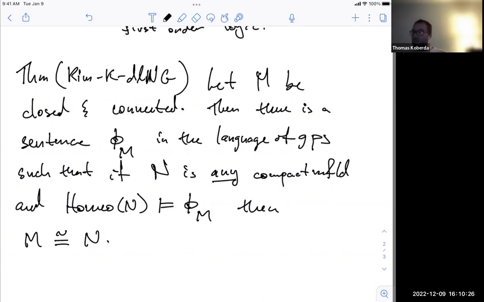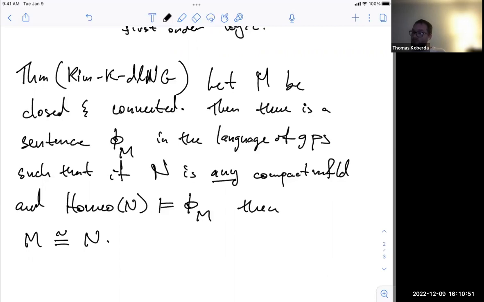So there is, in other words, a sentence in the language of group theory that the homeomorphism group of a manifold can say about itself, which is satisfied precisely by the homeomorphism group of another manifold precisely when those two are homeomorphic to each other.